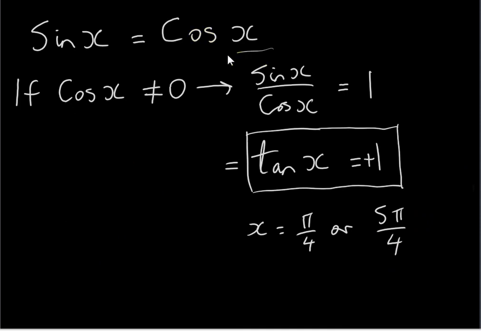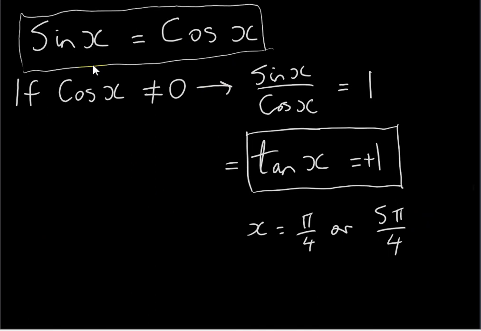Now I just want to go back to this equation here and just make sure that we've taken into account the situation where cos of x might be equal to 0, because I divided both sides of this by cos of x, and it had to be not equal to 0, of course. We can't divide by 0. Let's see what happens if cos of x equals 0. Let's see if that gives us any solutions.